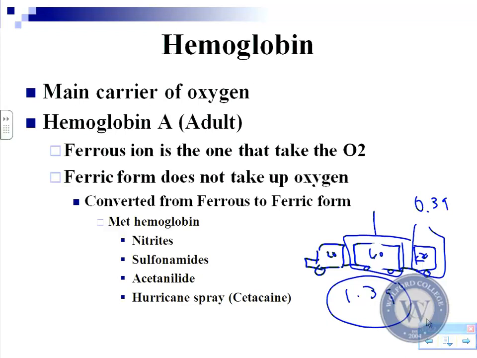Hemoglobin A contains iron. Okay? Iron in its ferrous form, the ion, is the one that actually takes up the oxygen. The ferric does not take up oxygen. And you can convert ferrous to ferric by different things binding to it. Okay? You can form what's called methemoglobin. Things like nitrites, sulfonamides, acetanilide, and Hurricane spray, which is benzocaine spray, will convert ferrous to ferric. Okay? Not a good thing.